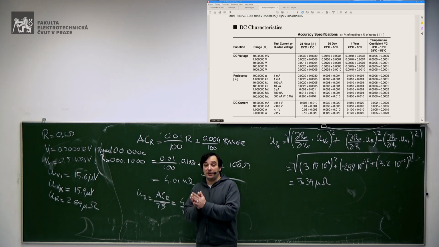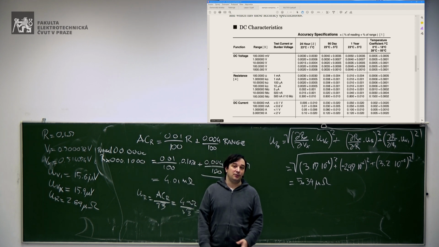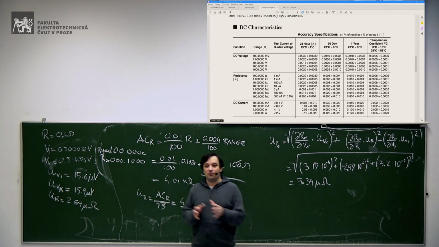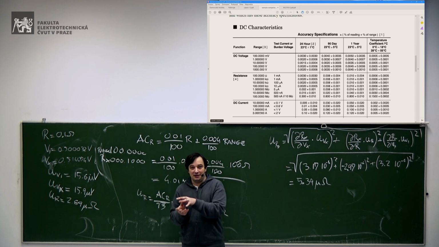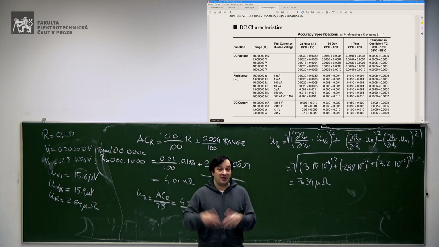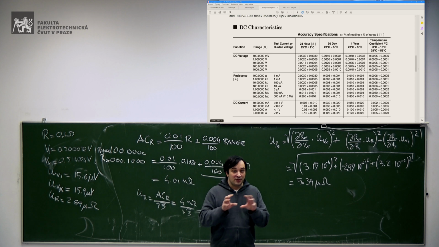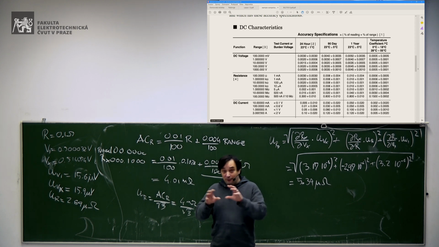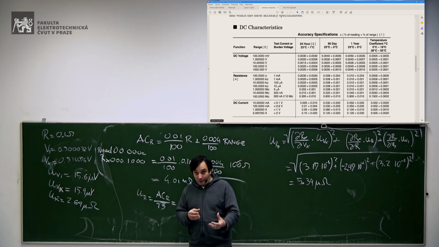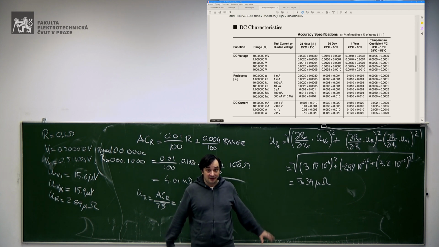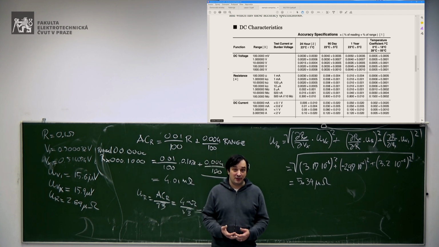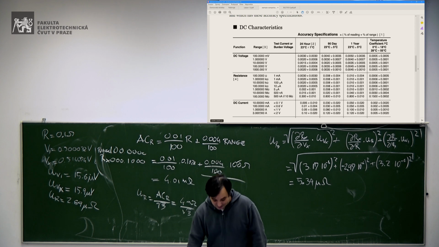So always remember that you must think about what you're doing. It's not sufficient just to take the best instrument ever, but how you use it for that specific measurement will give you a totally different result in terms of uncertainty.